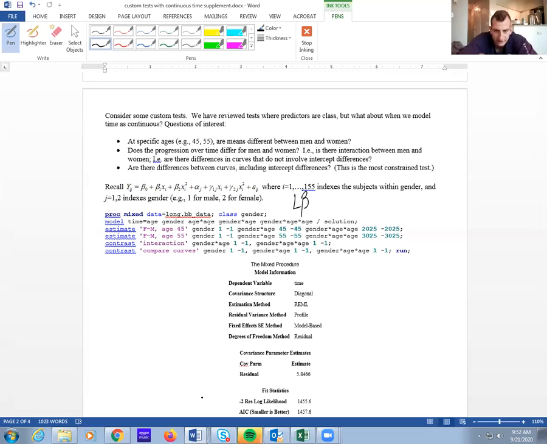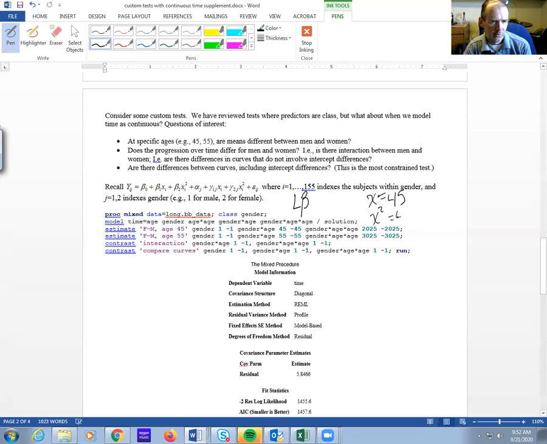Yeah. What's the 2025 again in the last statement? So we have x is 45, right? And in those last terms, we have an x squared. So that's 45 squared. Oh, okay, that makes sense. That's where 2025 comes from. That's a good question.